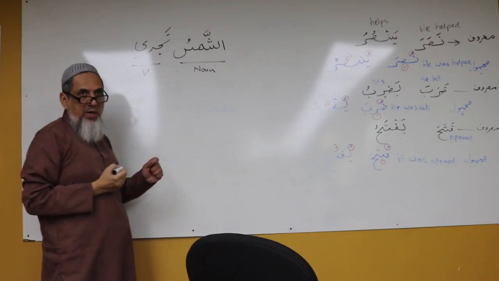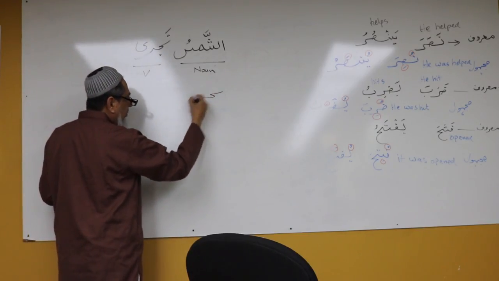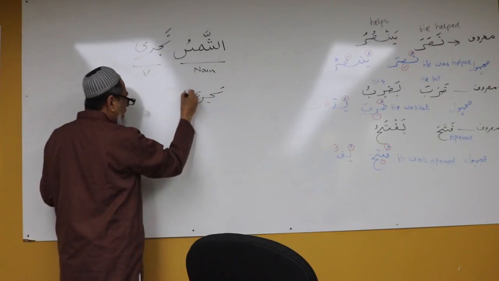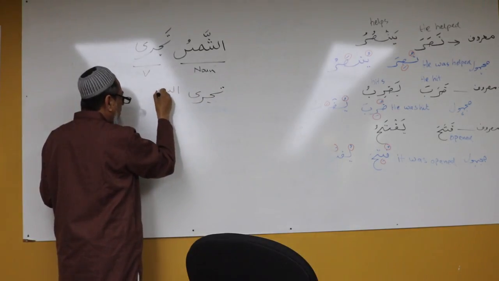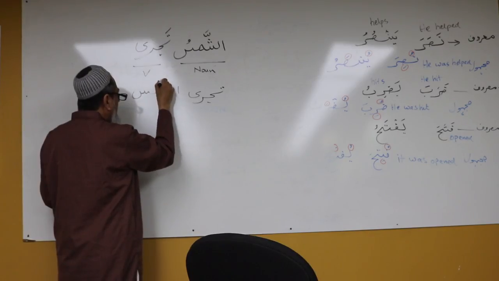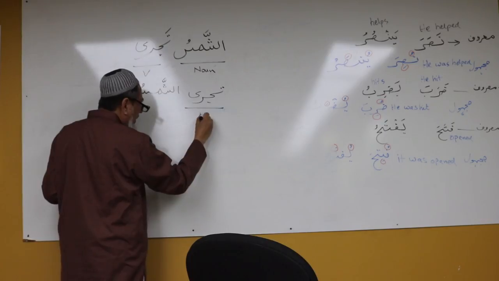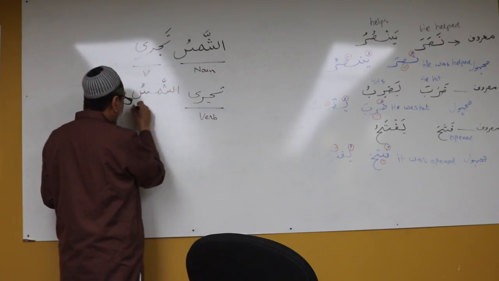If we change the order, if we say Tajri Ash-Shamsu, this will become a verb and this is fa'il.